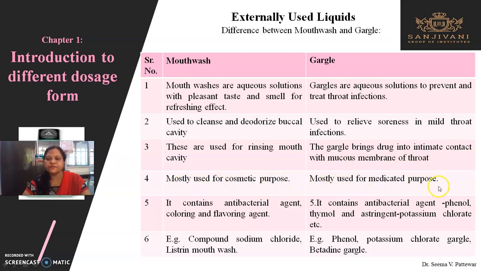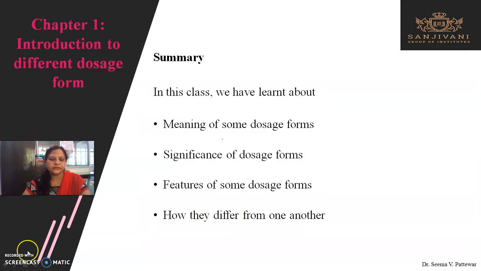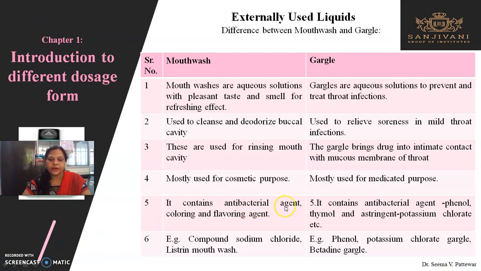They are mostly used for the medicated purpose. It contains antibacterial agent, coloring agent and flavoring agent. It contains antibacterial agent, phenol, thymol and astringent. Example is the potassium chloride. Here the example is the compound sodium chloride, Listerine mouthwash, and here phenol, potassium chloride gargle and betadine gargle. So these are the marketed preparation.